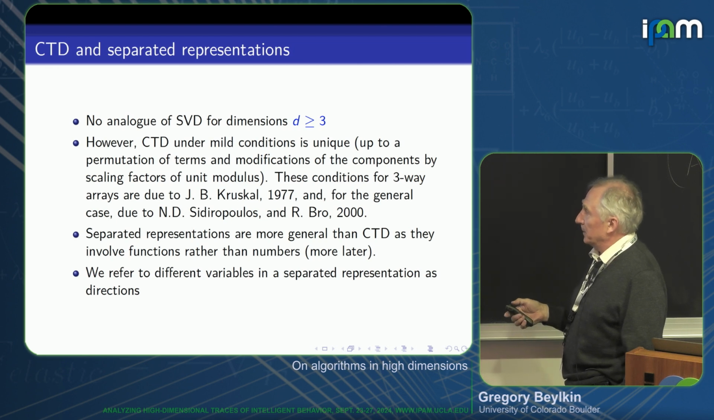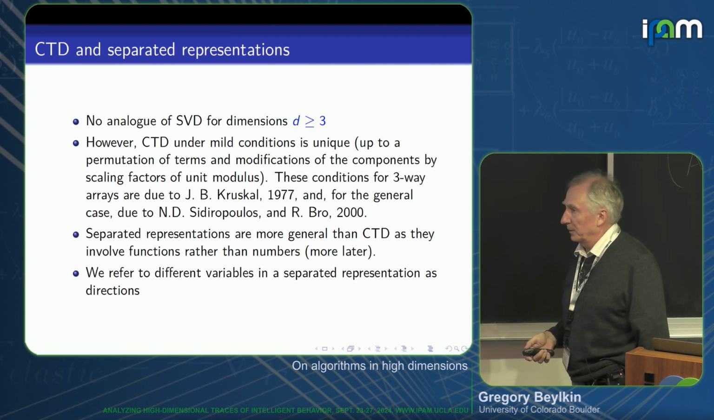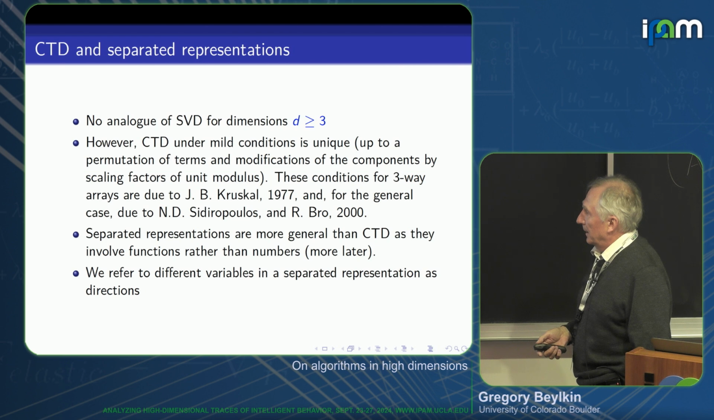Now, separated representations are a bit more general than canonical tensor decomposition. You will see when I use them, there are things which you can do with them, but you cannot do with the canonical decomposition. But if you discretize a separated representation, you will always get a canonical tensor decomposition. In the previous talks, these were called topics, for example. We call them directions.